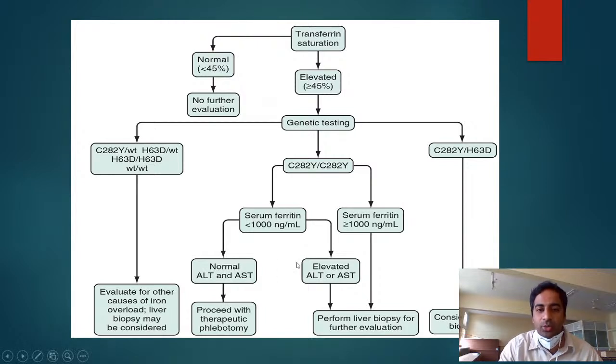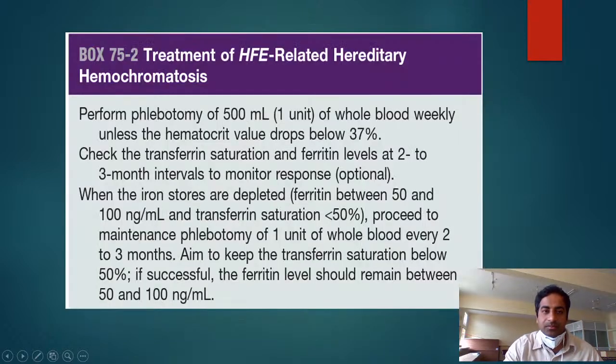Liver biopsy, you can do it. If that's positive, then go for serum ferritin. If serum ferritin is greater than 1000, then you go for liver biopsy. And if serum ferritin is less than 1000, and the ALT, AST are normal, then you proceed with phlebotomy. Phlebotomy is the treatment of choice here. And if it is heterozygous, then go for liver biopsy.